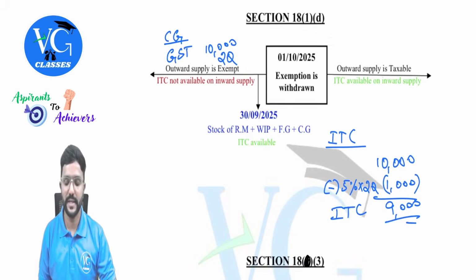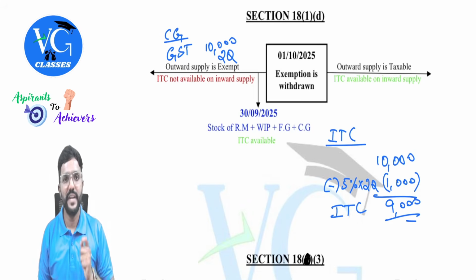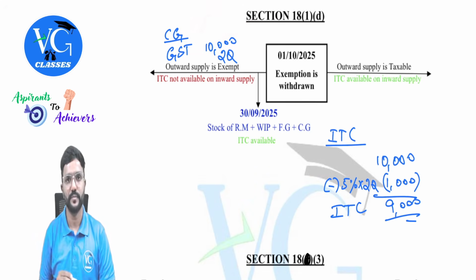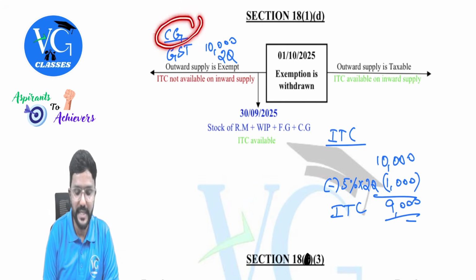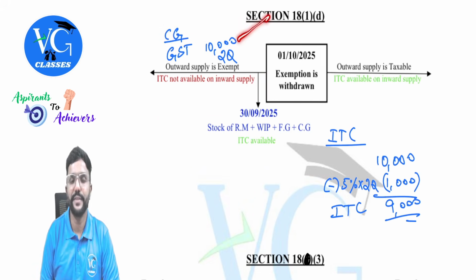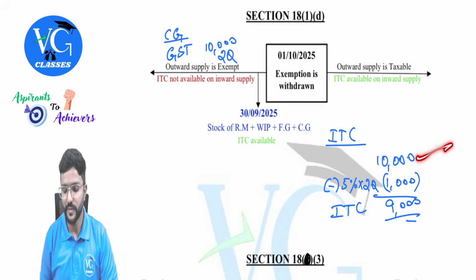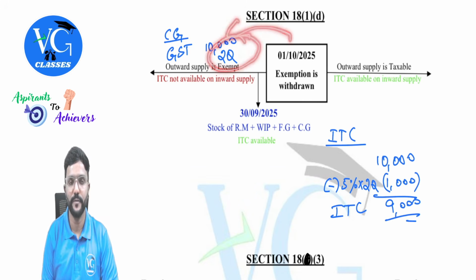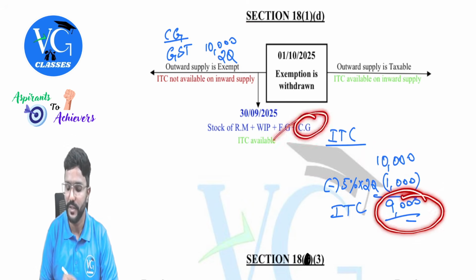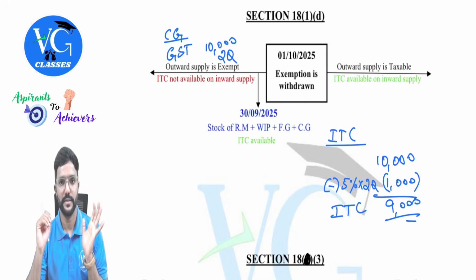But there is one point. We need to reduce 5% for each quarter or part of the quarter for the period which is used before this. For example, assume I have purchased a capital goods when my outward supply was exempt. I have paid a GST of 10,000 and I have already used it for 2 quarters before 1st October. So can I claim full 10,000 credit now? No. For each quarter, I need to reduce 5%, which is totally 10%. So 10% of 10,000 comes to 1,000. So what is the remaining credit I can claim on capital goods? 9,000, guys. Is that clear?